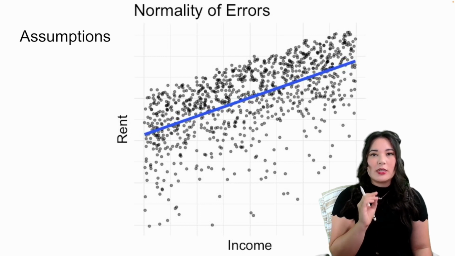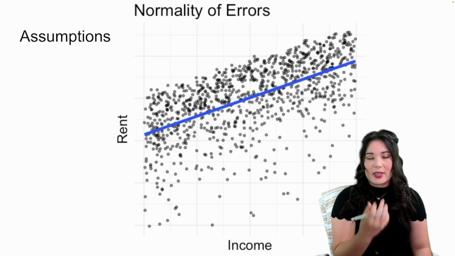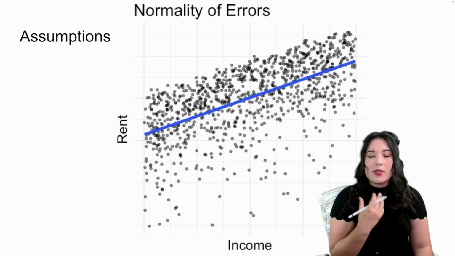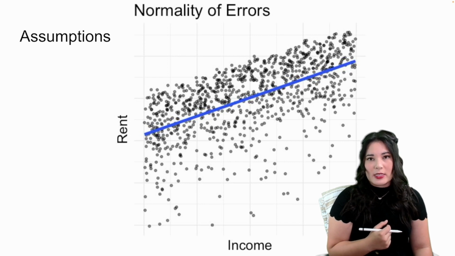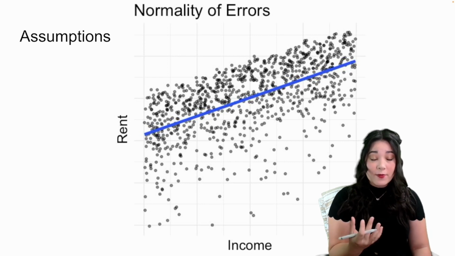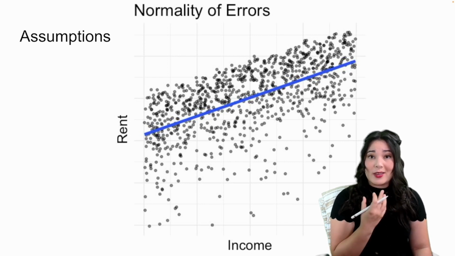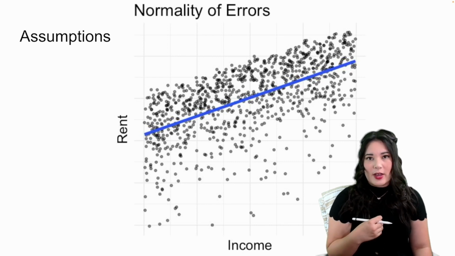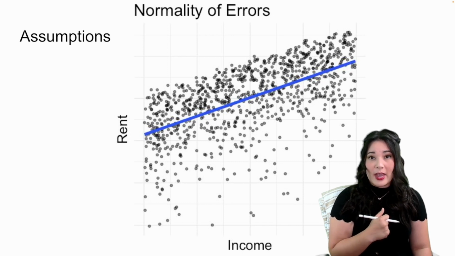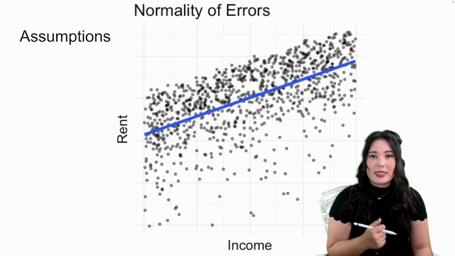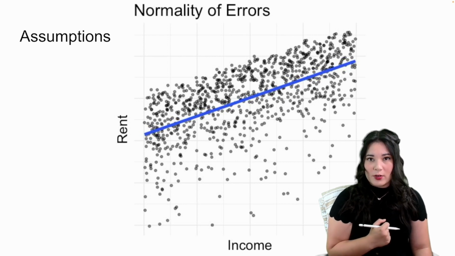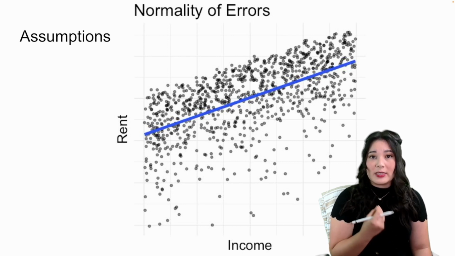Now, this assumption doesn't really matter as much when we're in a predictive context like we are when we're doing machine learning. The assumption of normality more affects things like p-values and confidence intervals that you use when you're doing inference. However, technically we still have this assumption even though we didn't really care about it. The assumption of normality says the errors around our regression line are roughly normally distributed.